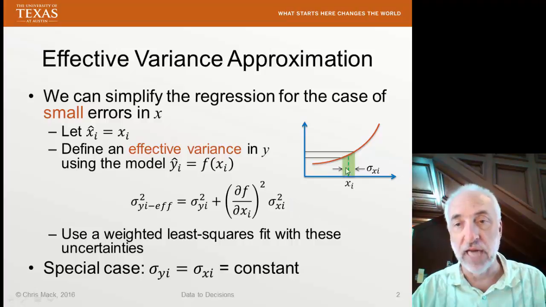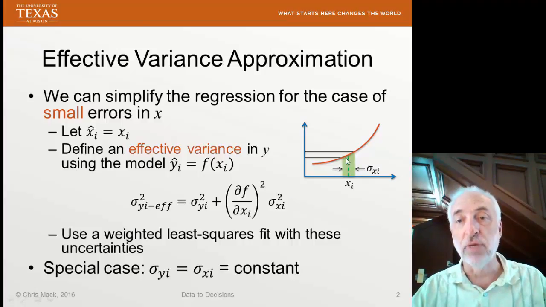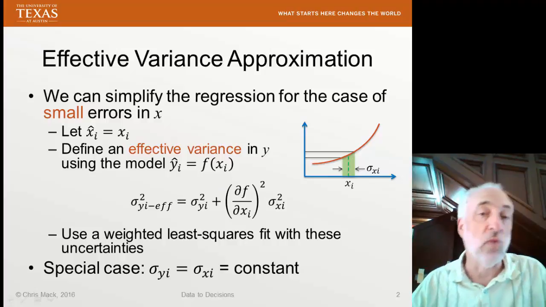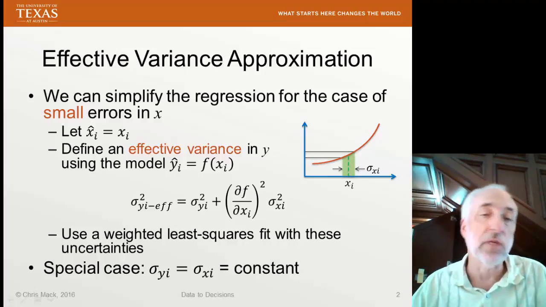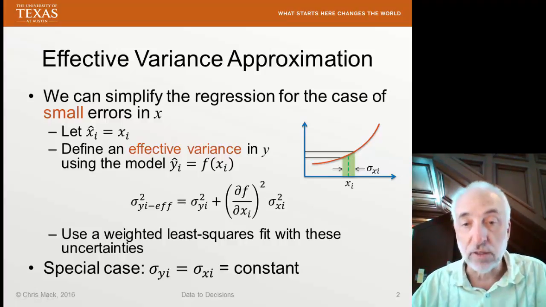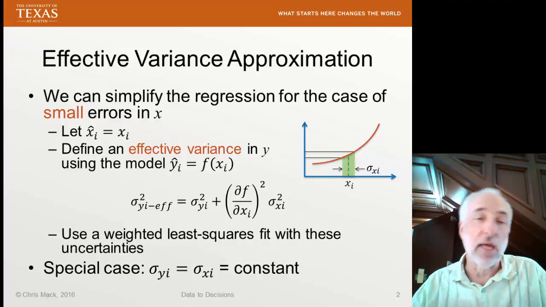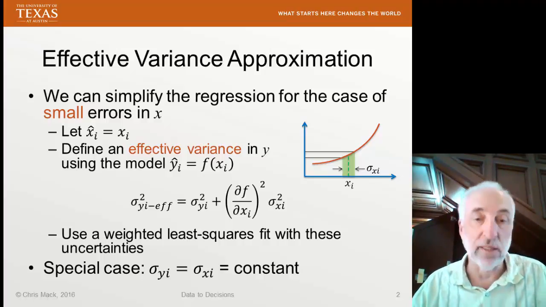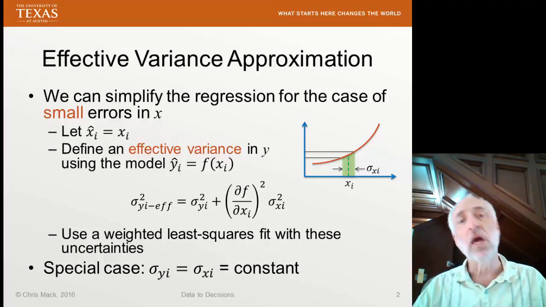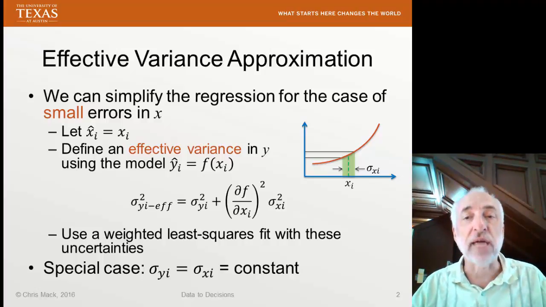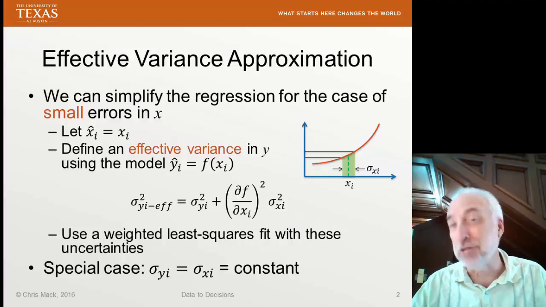So if I have some variation in X given a certain slope, that will translate into a certain variation in Y. If I add that variance on top of the source of all the other variance in Y, I get an effective variance. Then we use a weighted least squares fit for these uncertainties and do the regression using weighted least squares. I'd like to talk now about a special case that occasionally happens.